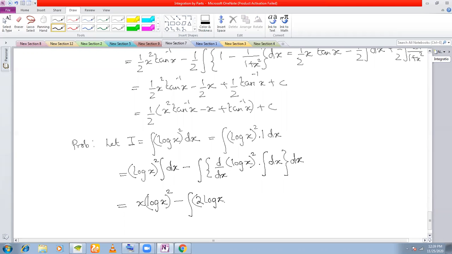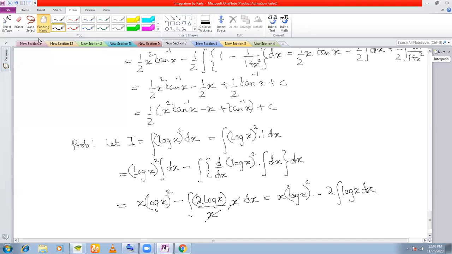Derivative of log x whole square is twice log x, into d/dx of log x, which means 1 by x. So this is the derivative of log x. And the integral of dx is x dx. So what happens here? This and this cancel. So what you simply get is x log x whole square minus, now you can take 2 out, integral log x dx.